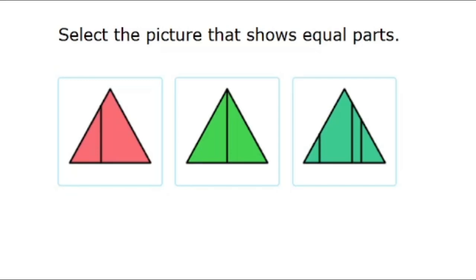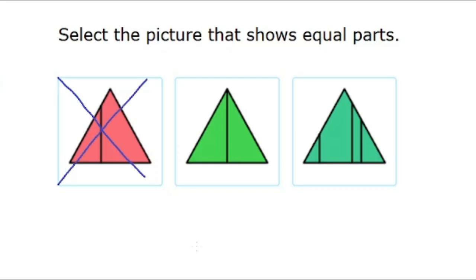In this problem, we're going to solve which picture shows equal parts. So the problem is select the picture that shows equal parts. So let's examine each one. And if we take a look at this triangle, these are all triangles of the exact same size. So look at the first one. It looks like the parts are not the same size, right? They're unequal. So we know this one is not equal, so we could cross it out.